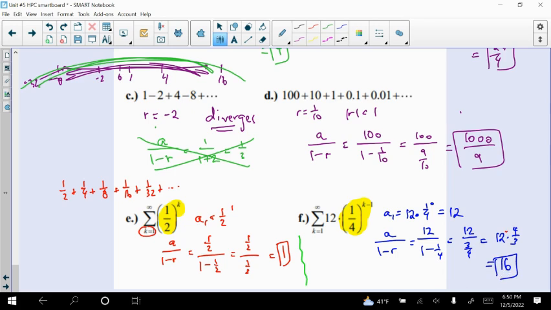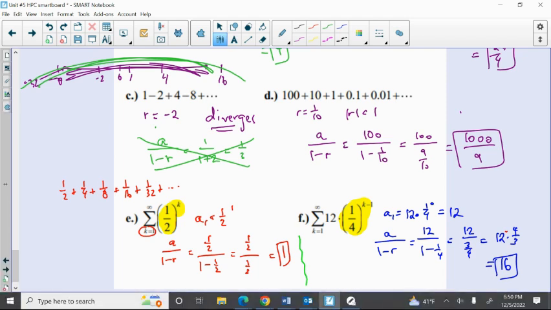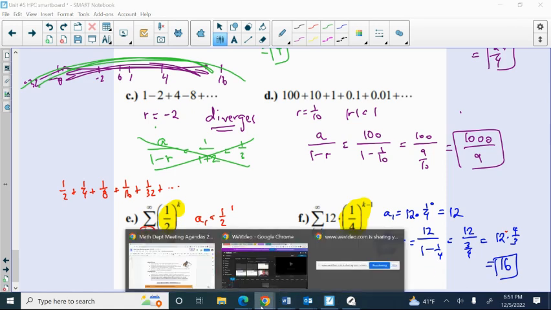Fantastic. Okay, so that is kind of like a refresher on geometric series. Make sure you're watching that common ratio. I will certainly try to test you on that, trick you on that, if you will, to make sure that common ratio is in fact less than 1.